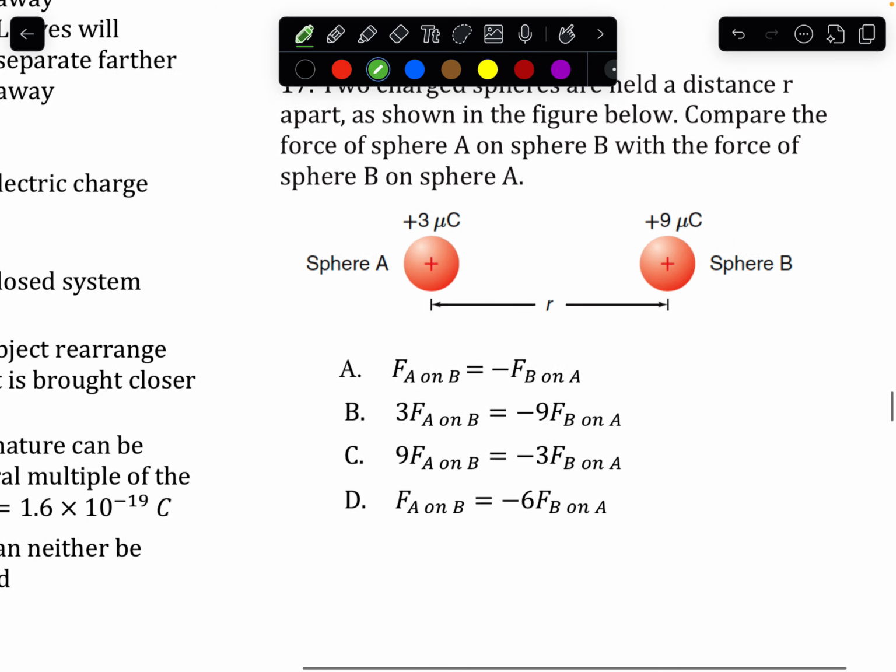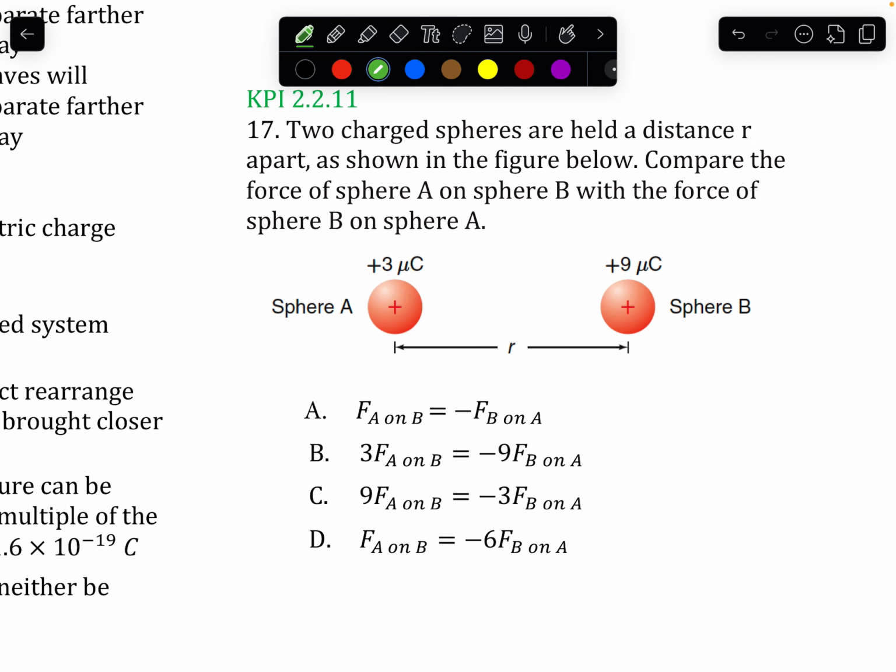Question 17. Two charged spheres are held a distance r apart as shown in the figure below. Compare the force of sphere A on B with the force of B on A. So by action-reaction, disregarding the size or the mass or the charge on each sphere, the force on A should be equal and opposite to the force on B. So giving me the first option.